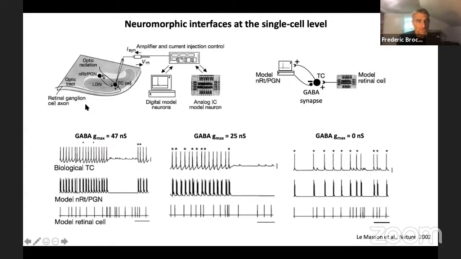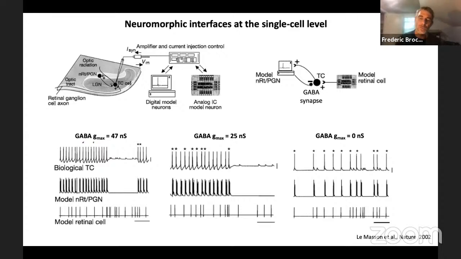And what is amazing in that work is that they used two different kinds of artificial synapses. One synapse was made from a hardware neuron, a silicon model retinal cell on a chip that provided the input to those thalamocortical neurons. Those cells have inputs from retinal ganglion cells that are severed during the preparation, so you can reestablish those connections with a hardware neuron on that side. They did the patch clamp with the model neuron implemented in software on a computer, and they were able to modify the strength, the conductance, of this GABA synapse here.